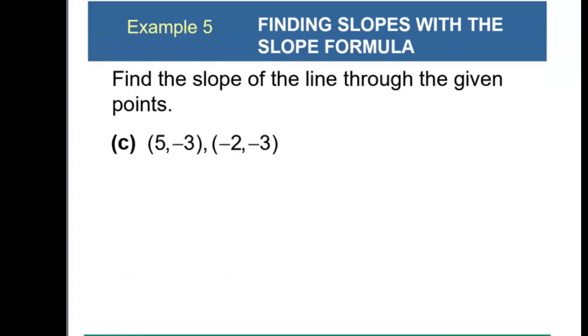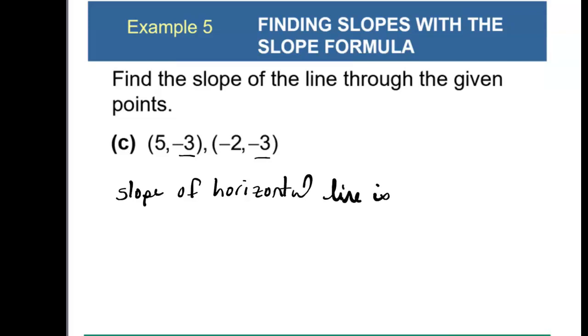All right, when the y values repeat, okay, we know we have a horizontal line, okay? And a horizontal line has a slope of 0. So the slope of a horizontal line is 0. We can verify that by plugging in.